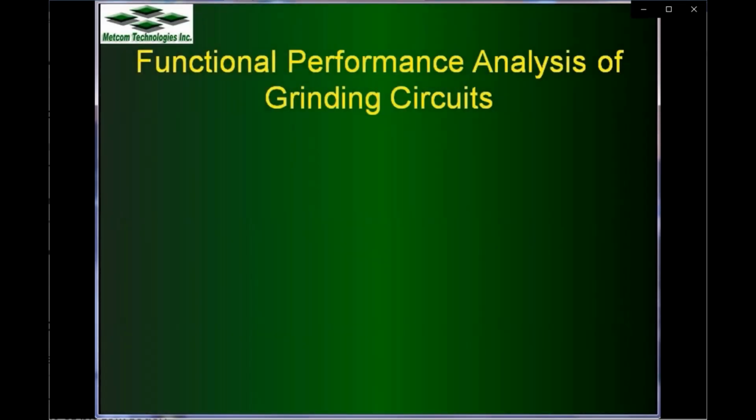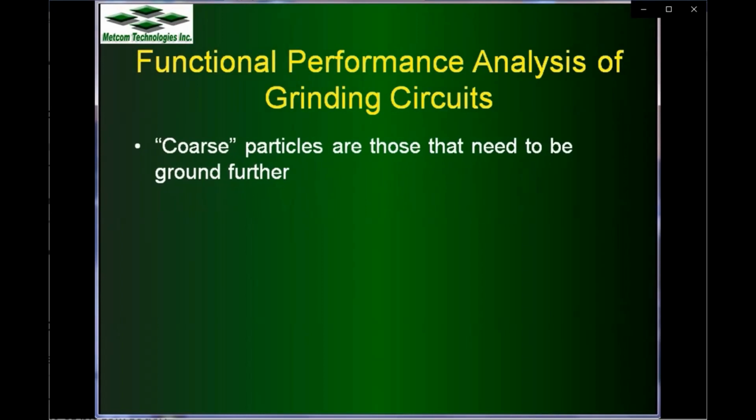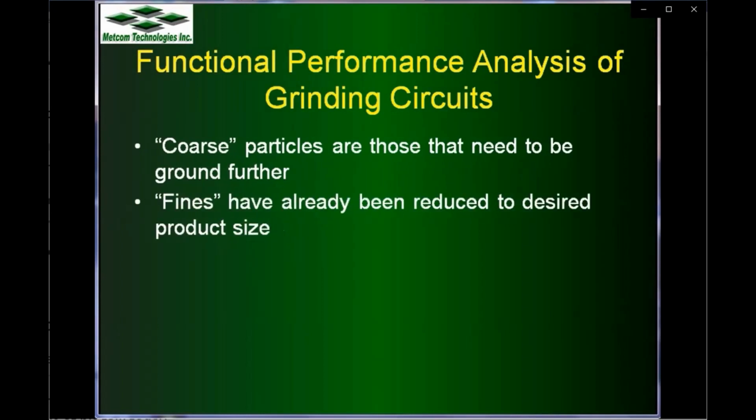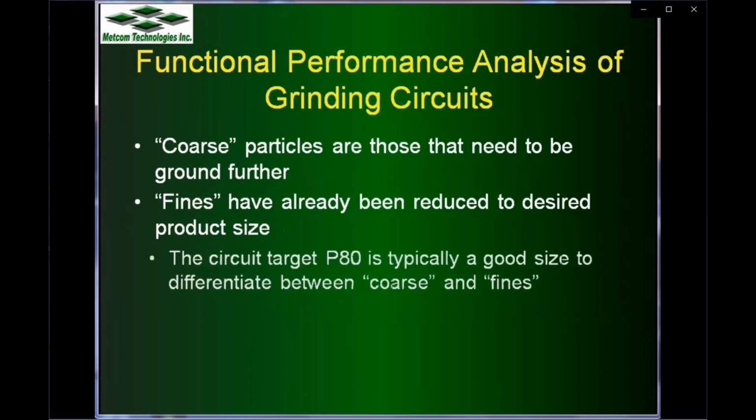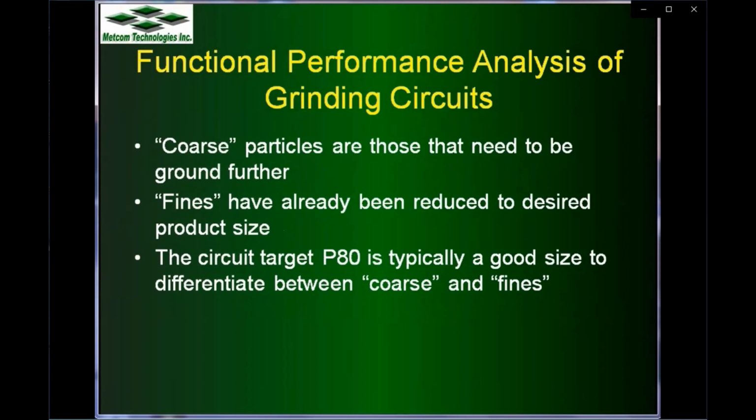To carry out functional performance analysis of a grinding circuit, we make the following definitions. Coarse particles are those that need to be ground further. Fines are those that have already been reduced to the desired product size. And we typically choose the P80 as the size to distinguish between coarse material and fines.